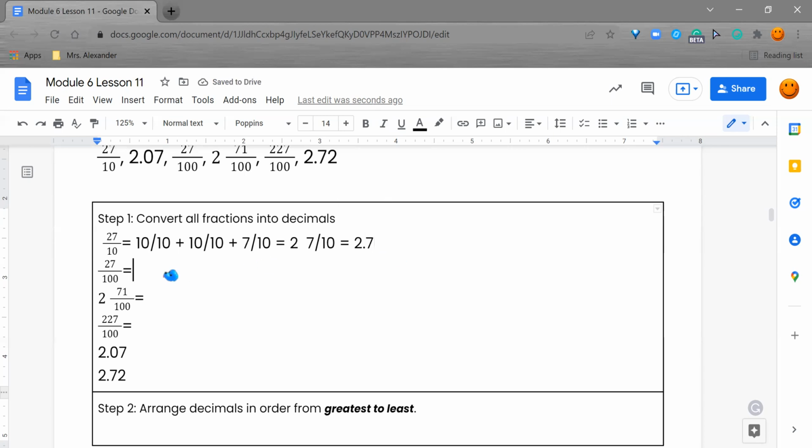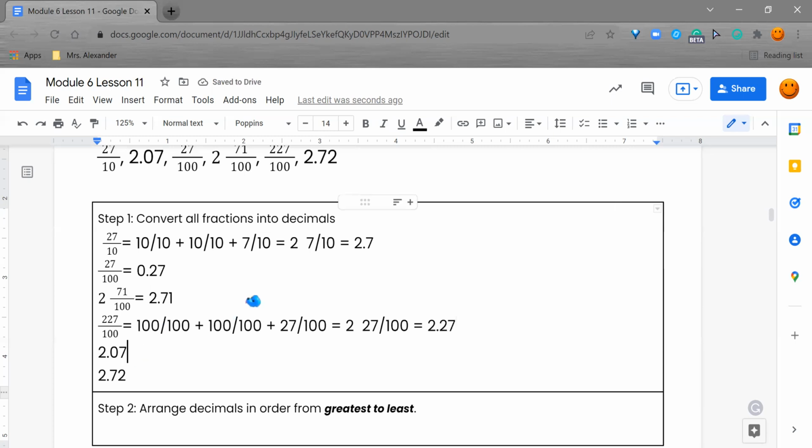And now here we have 27 hundredths. I can't take 100 out of 27, so I know it's 0.27. And then this one, again, has 2 wholes and 71 hundredths. So it goes like that. And then we have 227 over 100. So I have 200, because 200 is bigger than 100. And then I have 27 left over, which gives me 2 and 27 hundredths, which equals 2.27. And then I have them all in decimal form.